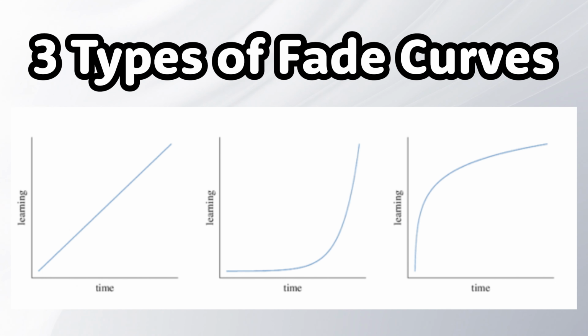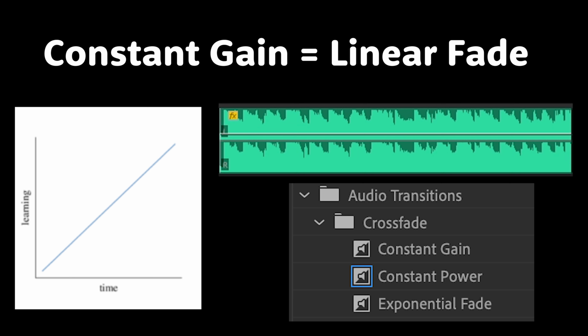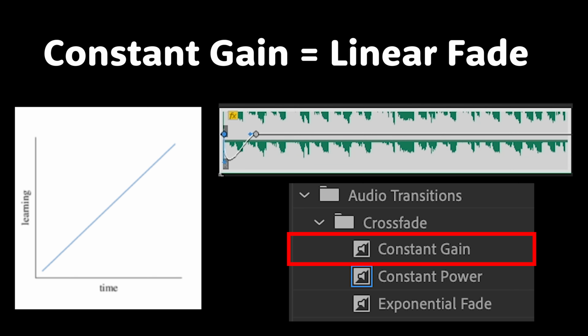Similarly, in Premiere Pro, we have three types of fade curves: linear fade, logarithmic fade, and exponential fade. The constant gain fade changes audio at a constant rate in and out as it transitions between clips. The graph shows the linear relationship. I know it sounds really fancy and all, but we are simply making a fade based on the graph. So the linear fade would look like this.